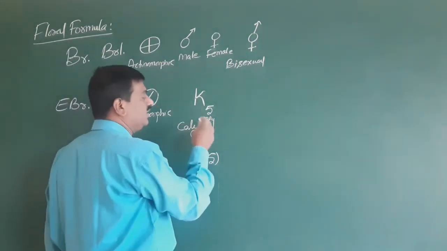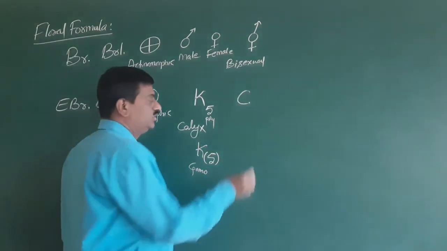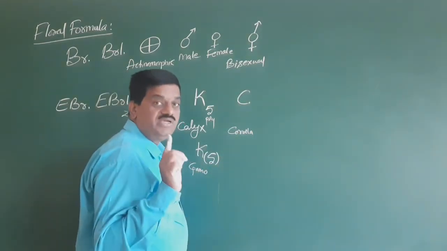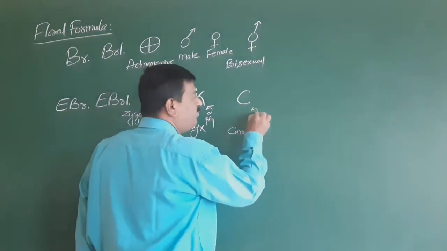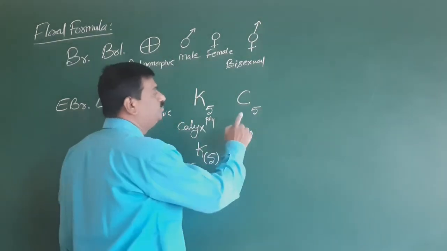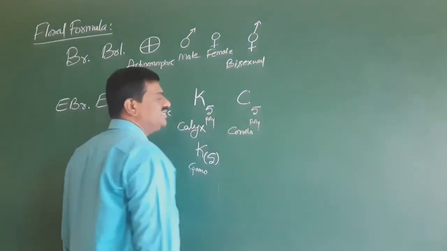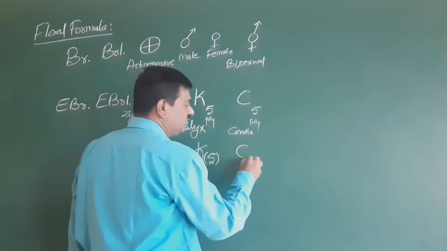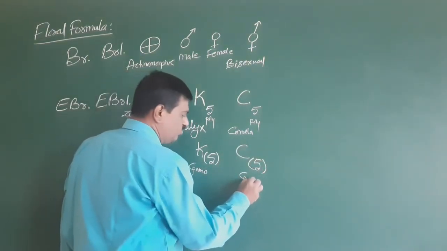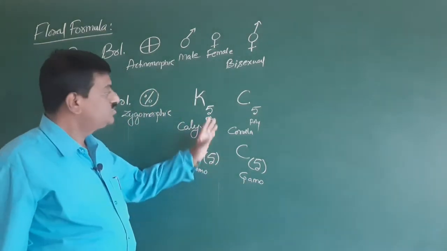So the letter K stands for calyx. When you write the letter C, that is called corolla. Again here it is C, corolla. How many petals are there? If it is 5 petals, you write 5. Whether it is free or fused should be mentioned. When you write it without brackets, it is called polypetalous. When you write corolla 5 with brackets, that is always called gamopetalous. So this should be written.